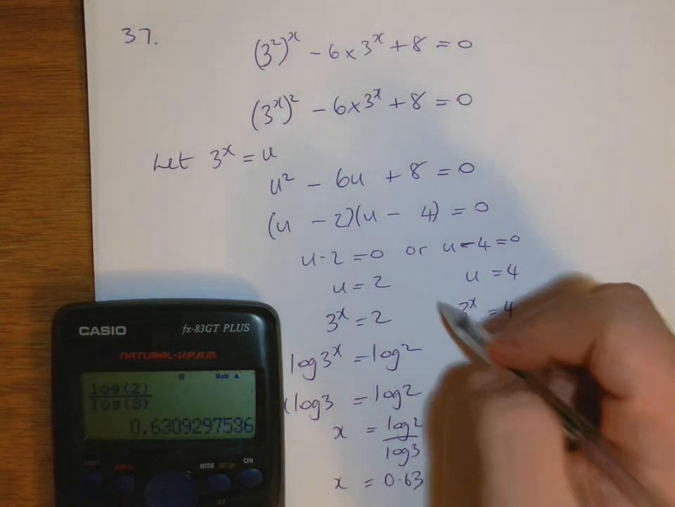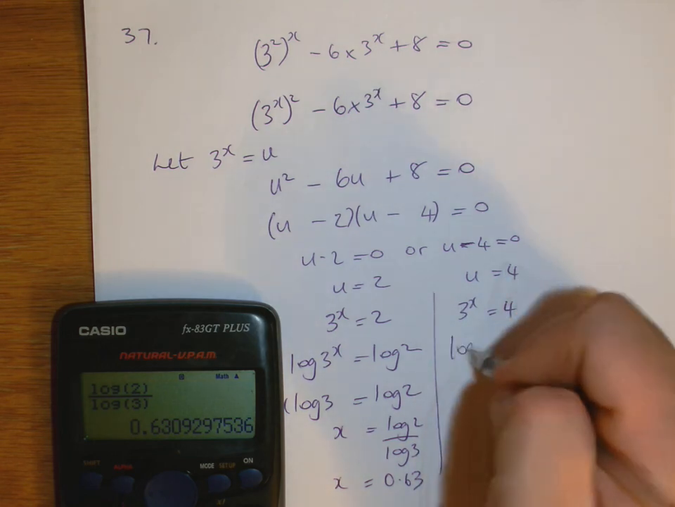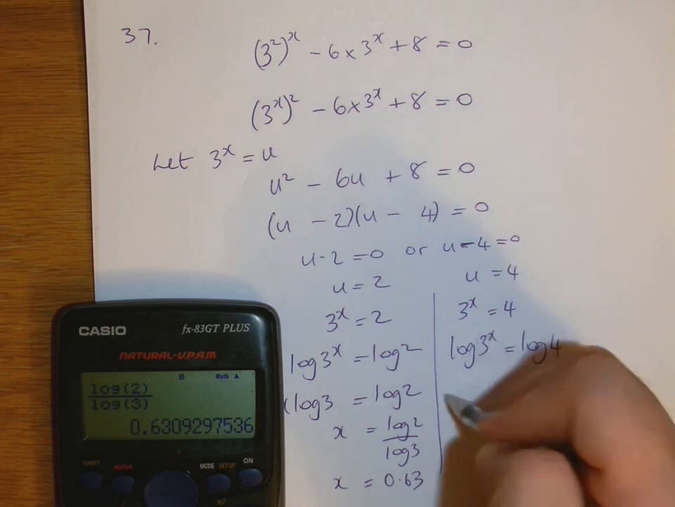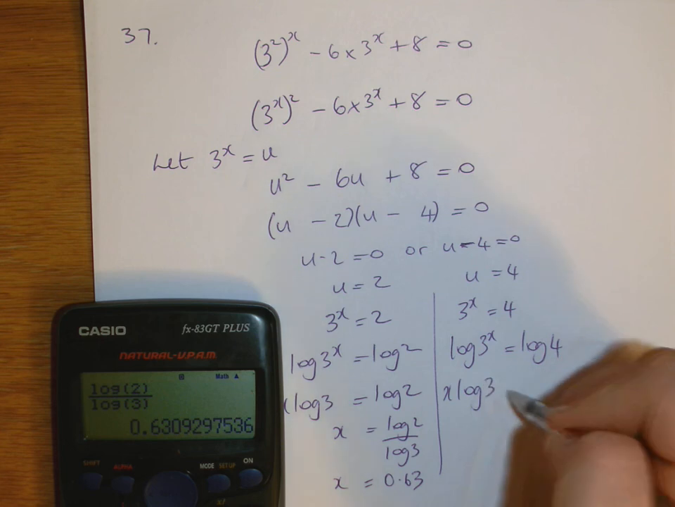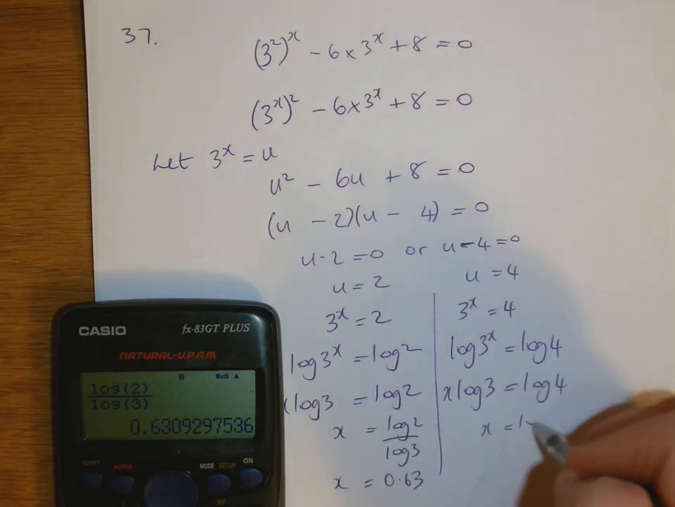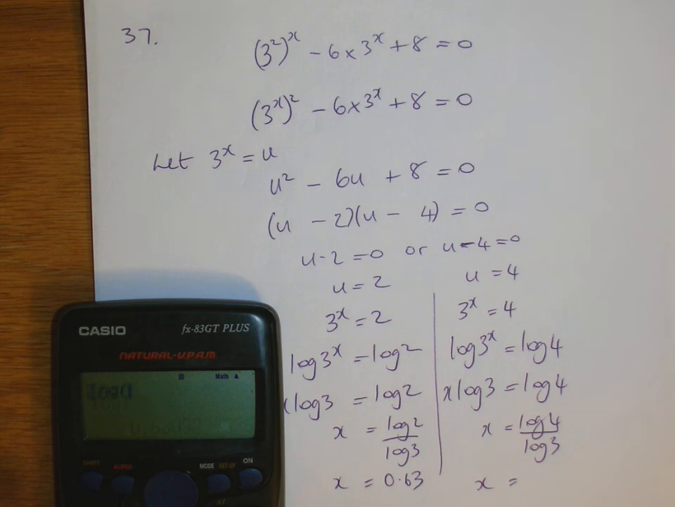I'll do exactly the same for this result. Remember, we're going to have two results to look at here, so we take logs on this side, log 3 to the x equals log 4, and then bring the x down, so that'll be x log 3 equals log 4, and then x will equal log 4 divided by log 3. So let's have a look, log 4 divided by log 3, which equals 1.26 to 2 decimal places.